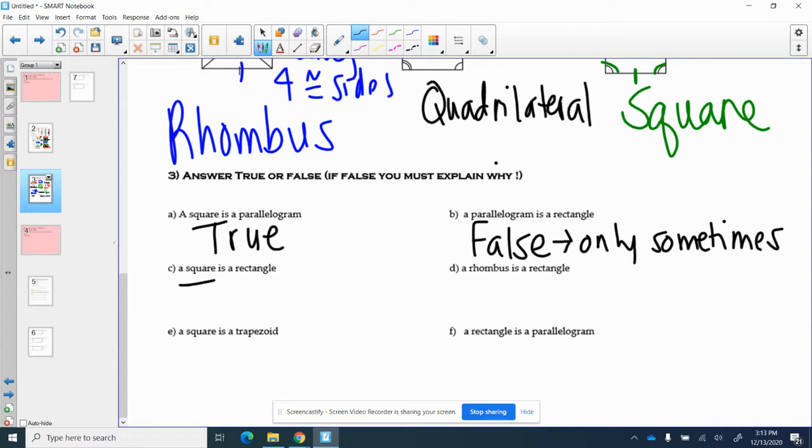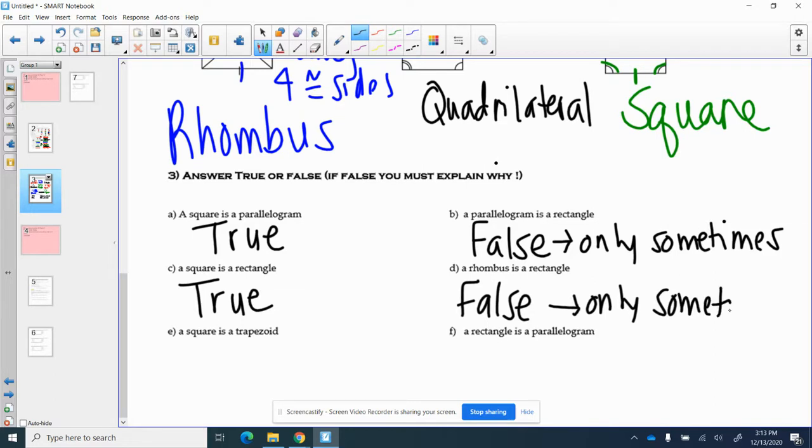Is a square a rectangle? That is always true. It always falls under the rectangle category and has all of its properties. But a rhombus is a rectangle would be false because only sometimes is that rhombus a square. And if it's a square, it's both. A rhombus is a rectangle, but overall, it's not going to always be a square. Sometimes it might just be a rhombus, in which case it's not going to be a rectangle.